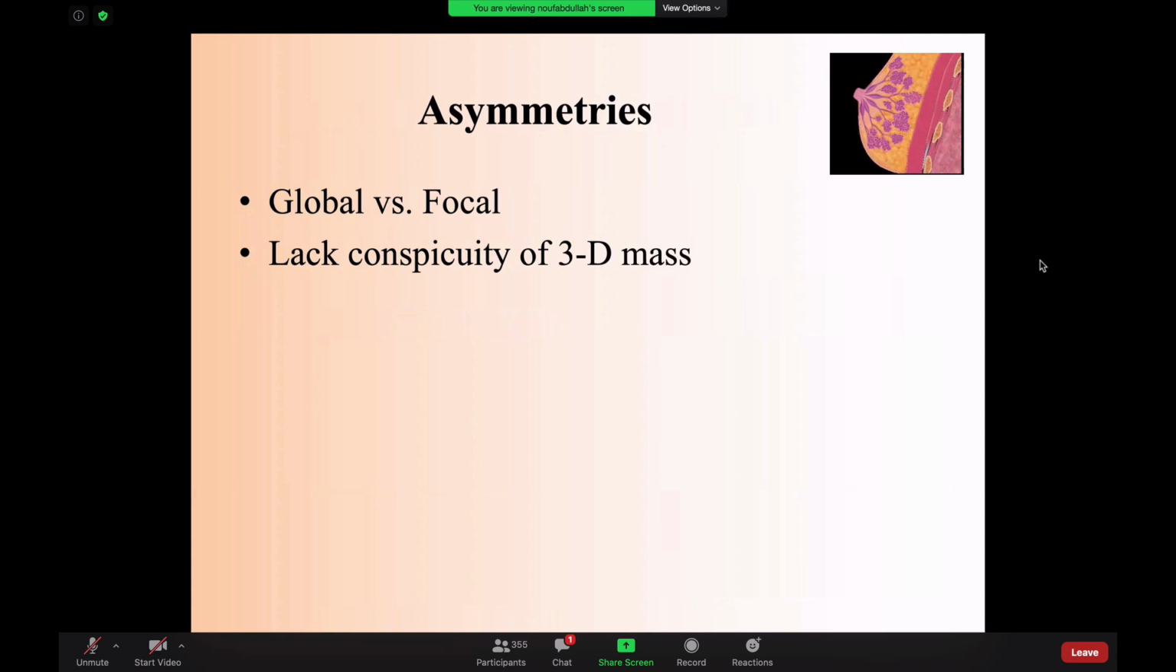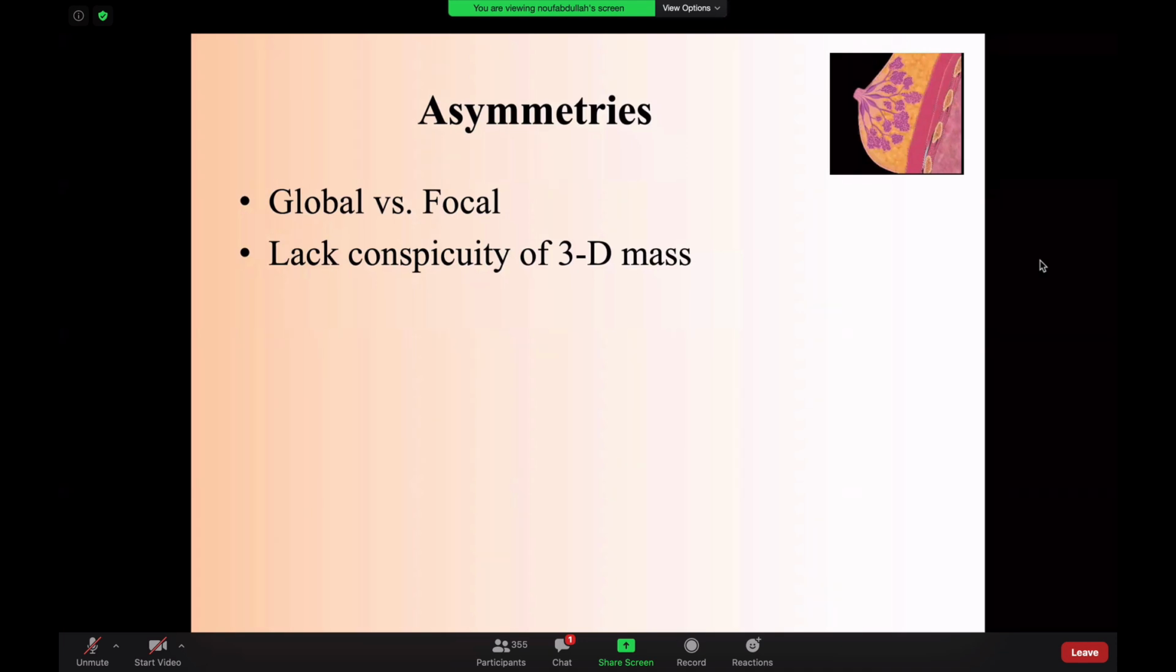Moving on now into the asymmetry spectrum. We talked already about masses, distortion, and dilated tubular density, and now asymmetry. Asymmetry is a spectrum. We have global asymmetry, focal asymmetry, asymmetry, and developing asymmetry. So four descriptive terms. What's the difference between asymmetry and mass?